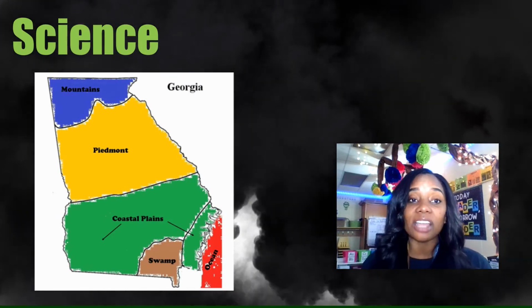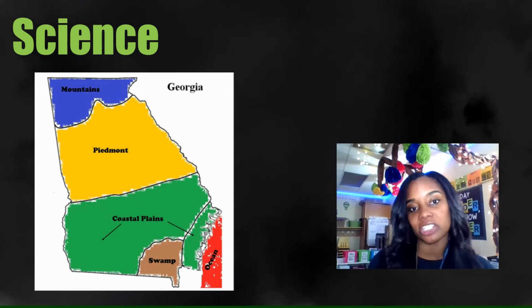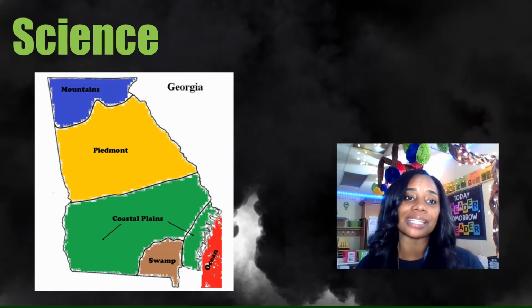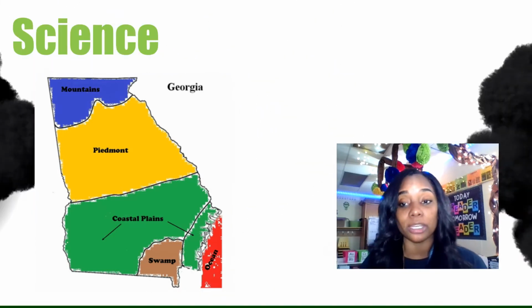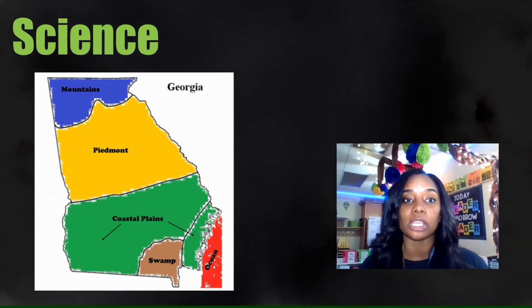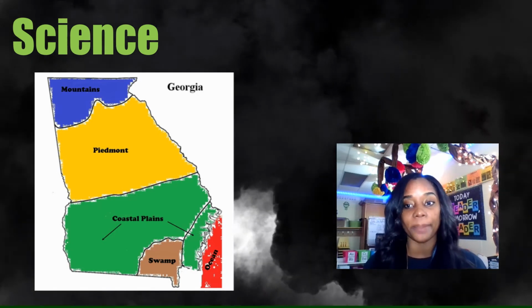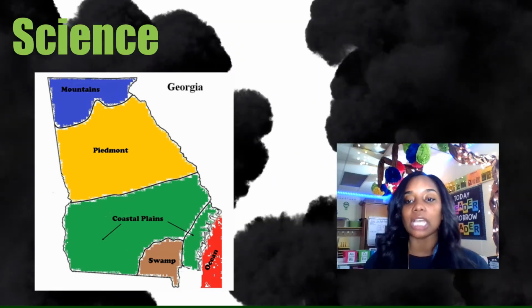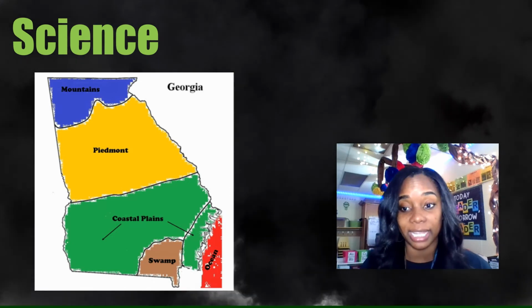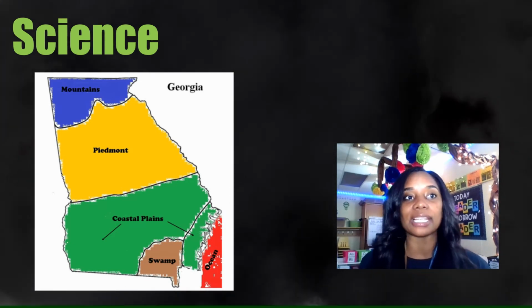In science, our scholars are learning how to identify our 5 Georgia regions and to be able to identify some plants and animals and the features of the land in each region. So there's the mountains region, Piedmont, coastal plains, swamp, and Atlantic Ocean. Scholars will also have a project that is due at the end of next month, and I will go over it in a second.